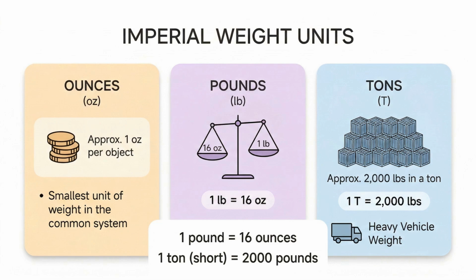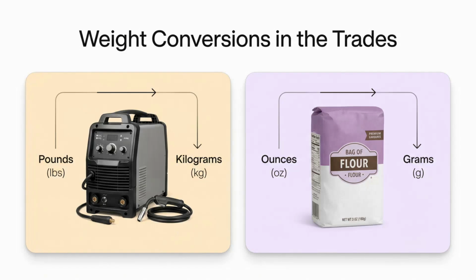Moving right along, let us apply our conversion skills to weight. In the trades, you will frequently need to translate between imperial units like pounds or ounces and metric units like kilograms or grams. Whether you are calculating the weight of a heavy welding machine or measuring flour for baking, setting up a simple ratio is your best tool.